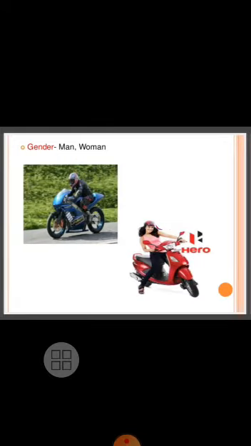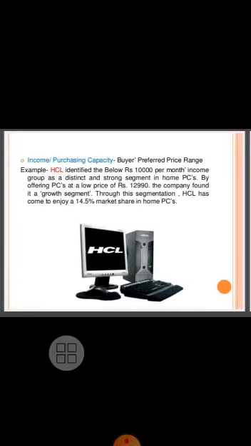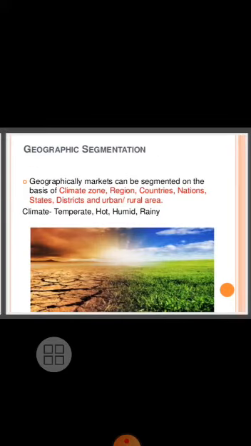Okay, and on the basis of gender, as this company has made different motorbikes for the women and different for the men, and on the basis of income, different types of electronics are available according to the income level of different people. Okay, now here comes the geographic segmentation. Definitely it would be on the basis of the area, that geographically markets can be segmented on the basis of climate zone, region, countries, nations, states, districts, and urban or rural area.